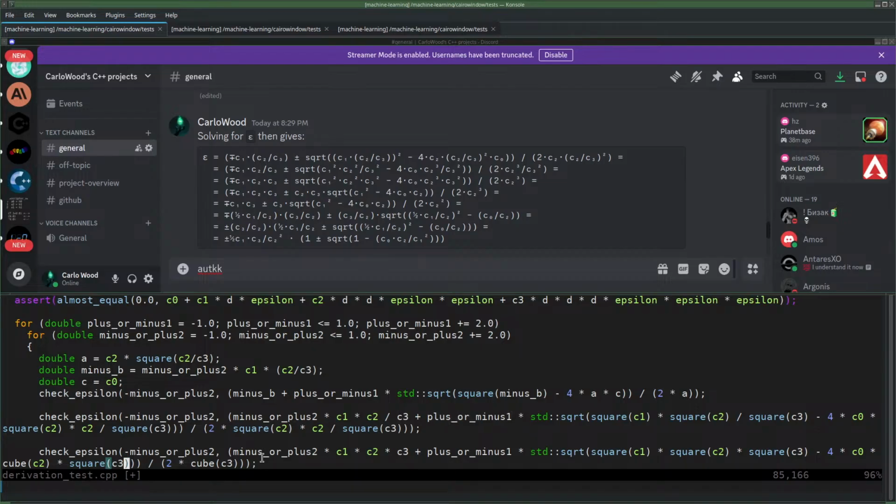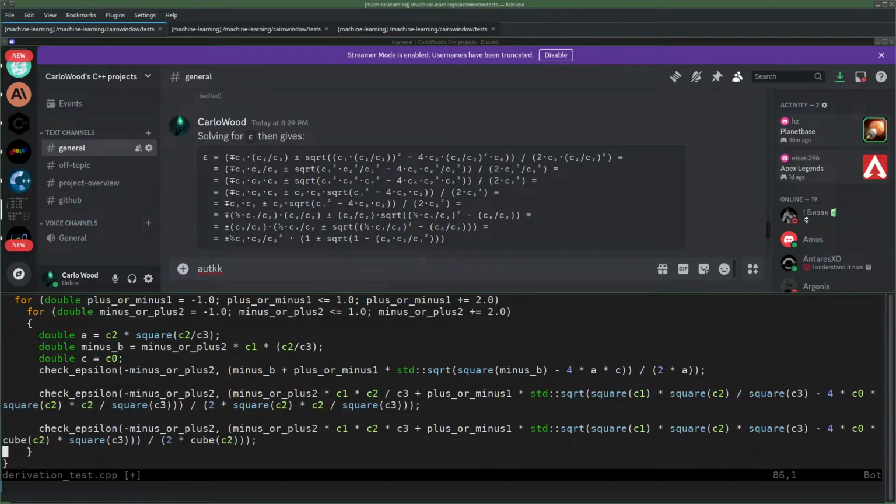And that's wrong. I typed the 3 here. 2. Oops. 2. And the rest was correct. I think so. Yeah, okay. Need to write a cube.